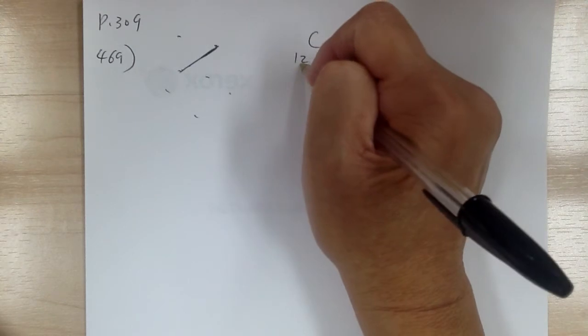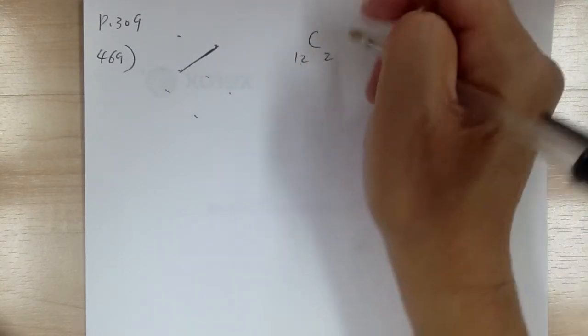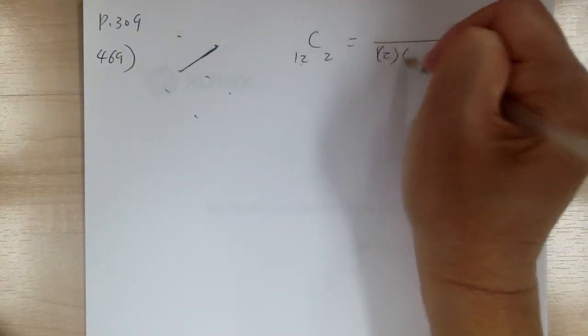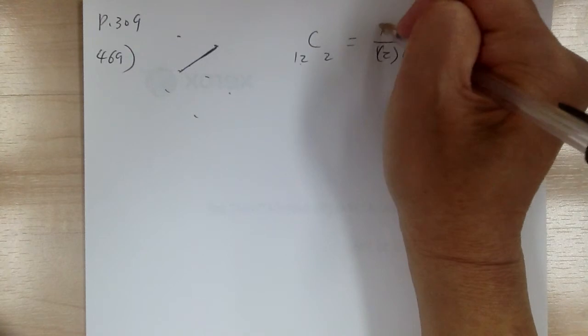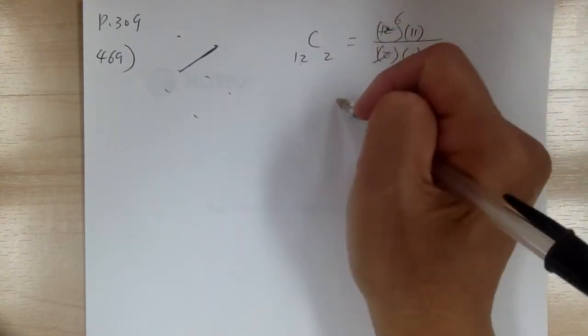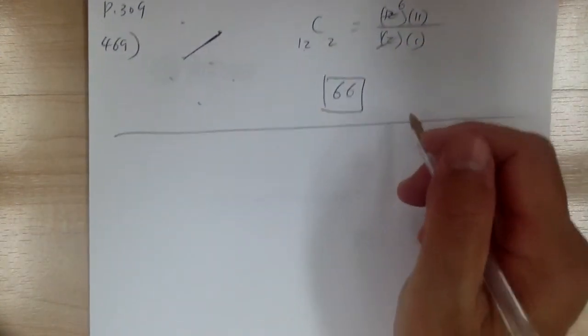So again, there are 12 points, and you take any 2 points to form a line. So 12C2 is equal to 12, 11 on top over 2, 1. Cancel out, so the answer is 66. There are a total of 66 possible lines.